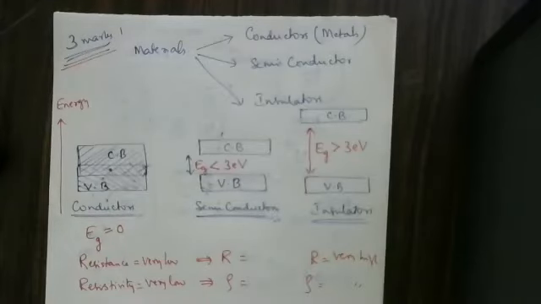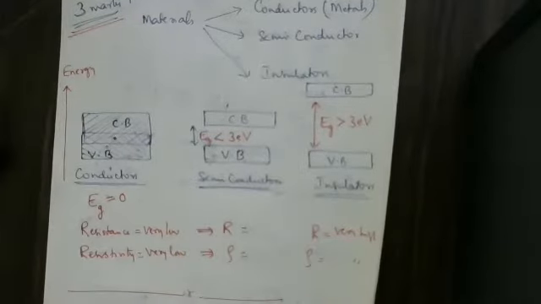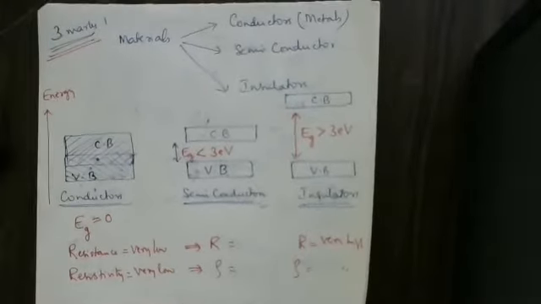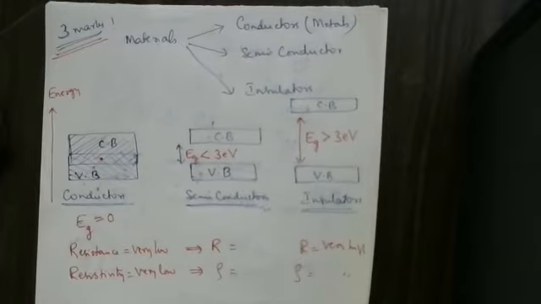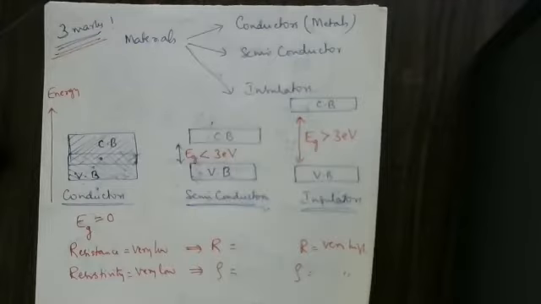Okay, good morning. Yesterday we discussed this. Materials can be divided into three categories: conductors, semiconductors, and insulators. So there are three types of materials that we studied in yesterday's class.